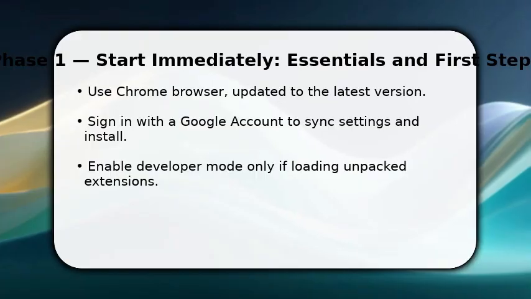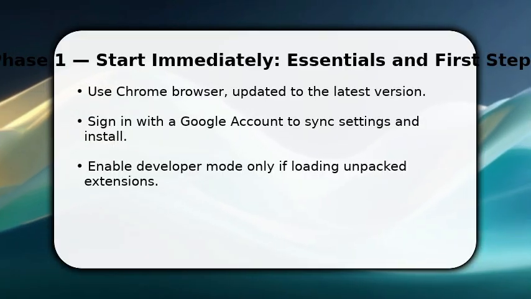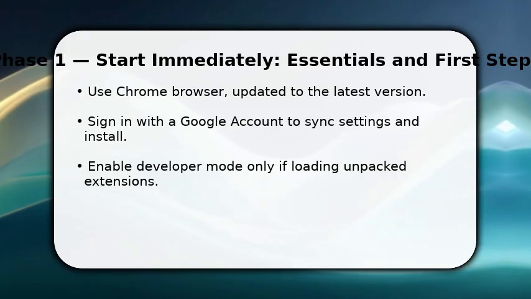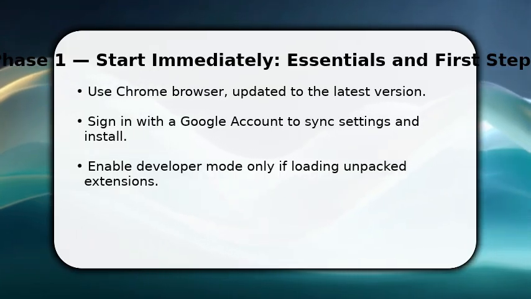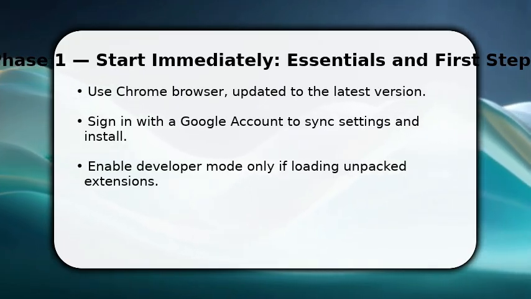Enjoy the video. You start by confirming prerequisites. Chrome is updated and you are signed into a Google account. Open Chrome, click the three dots, then More Tools and Extensions. Once there, toggle Developer Mode only if you plan to load unpacked code.